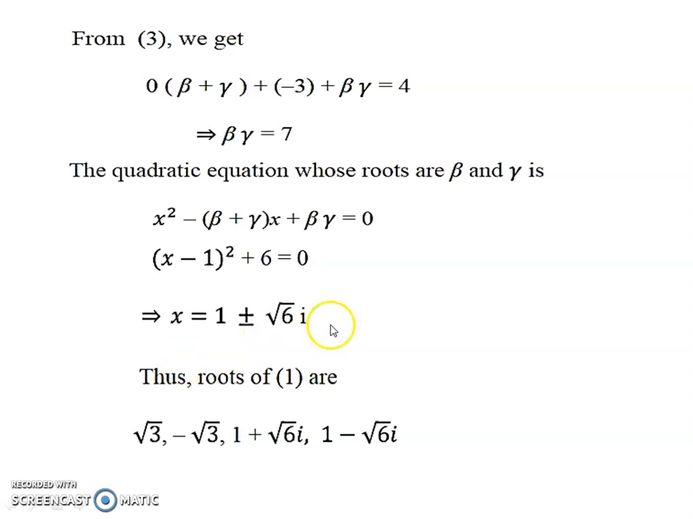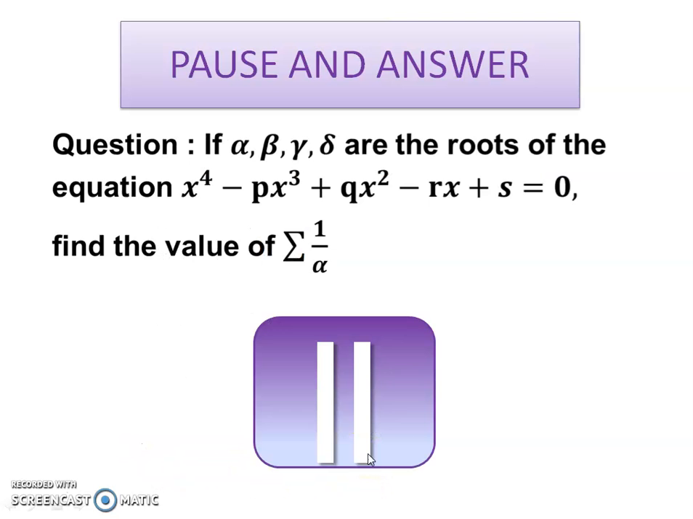So the values of beta and gamma are there. Alpha we have already calculated. So the roots of the given equation are alpha, minus alpha, beta and gamma.